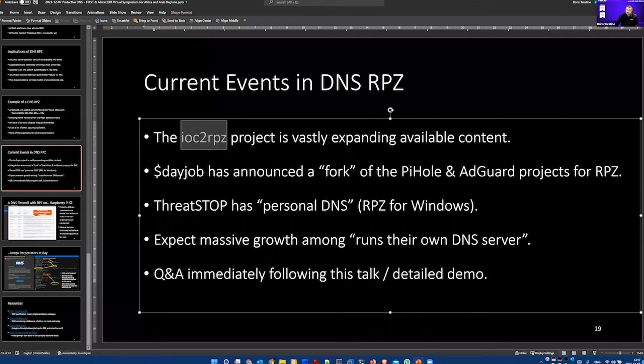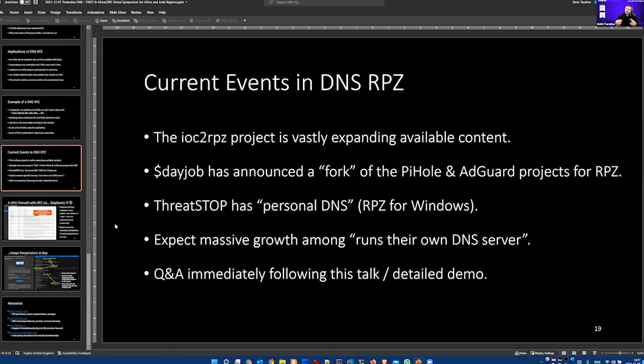AdGuard is cool, but neither Pi-hole nor AdGuard were designed for security. IOC2RPZ was designed for security, and it gives you the ability to dig into the logs. So if you're a small business, or you have a friend who would want to use it, or maybe you at home, among those, I definitely would recommend IOC2RPZ. Very easy to set up, one click, 15 minutes, you're done.